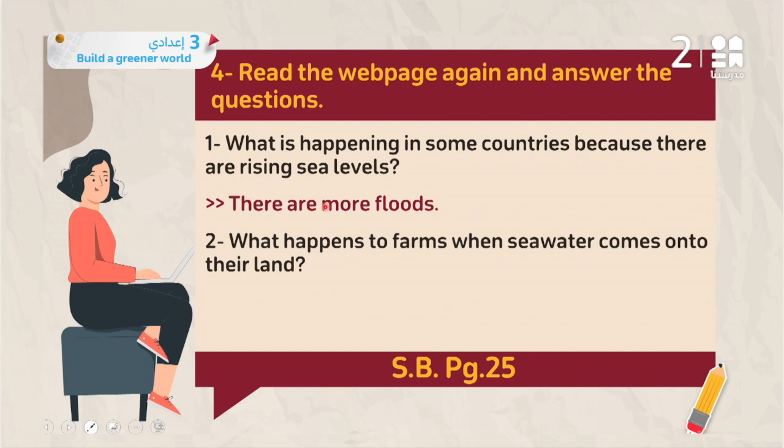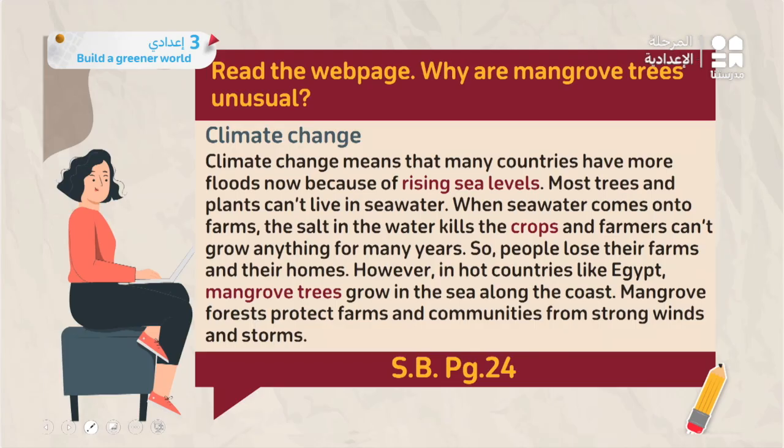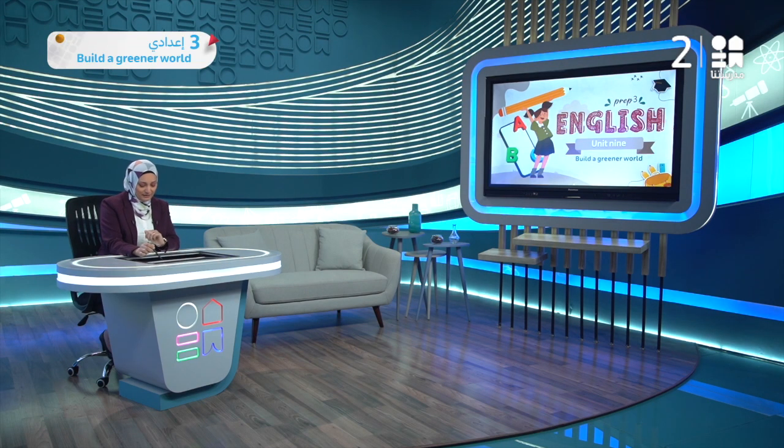Question 2. What happens to farms when sea water comes onto their land? In the passage, most trees cannot live in sea water. So what happens? When sea water comes onto farms, the salt in the water kills the crops and farmers cannot grow anything for many years. So the salt kills the crops, and farmers cannot grow anything for many years.